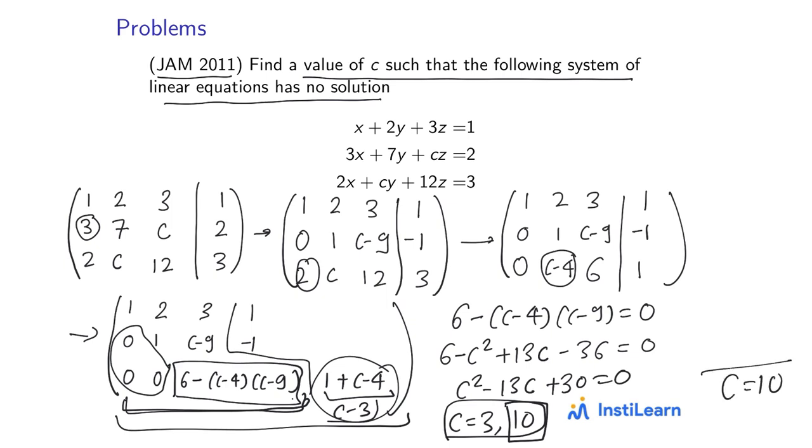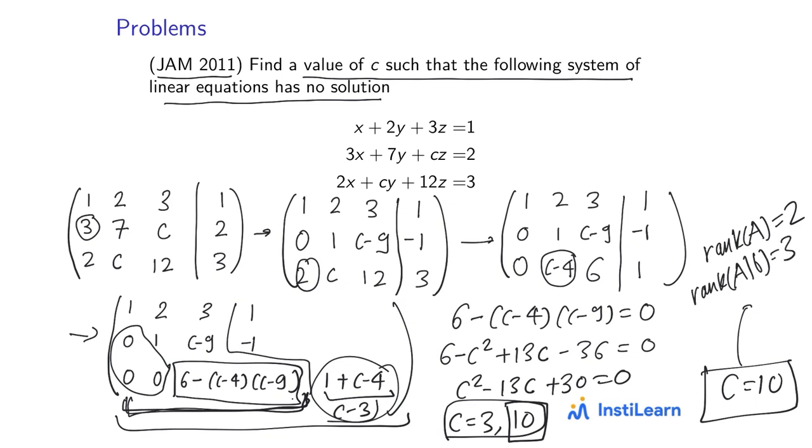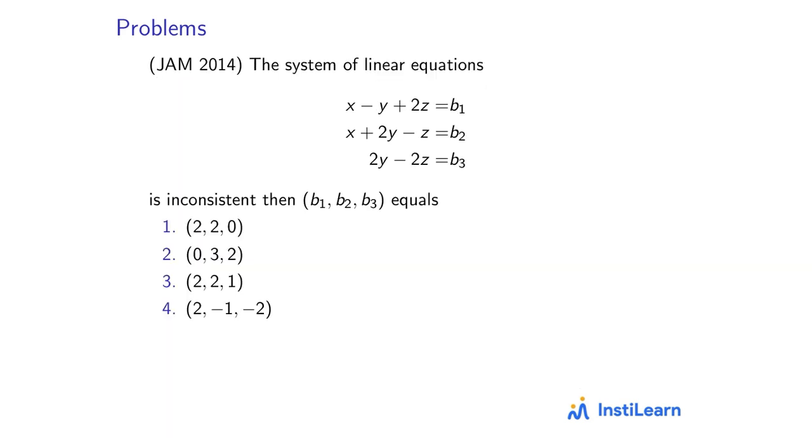C equal to 10 would be my answer, because C equal to 10 will make rank of A equal to 2, because third row of matrix A is 0. But it will make rank of augmented matrix as 3, because this last term for C equal to 10 won't be 0, and for augmented matrix rank will be 3. So since rank of A is strictly less than rank of augmented matrix, this system of equation is inconsistent, that is, it will have no solution.